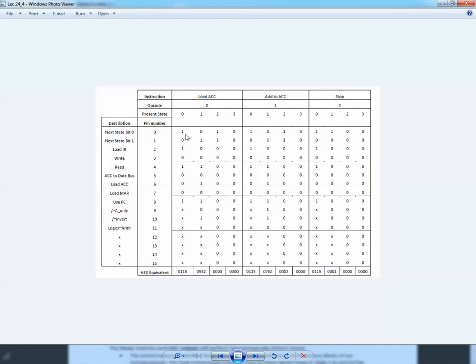Okay, so what about the first, why did I shift this in the second row, in the second column here? Why didn't I do it in the first column?